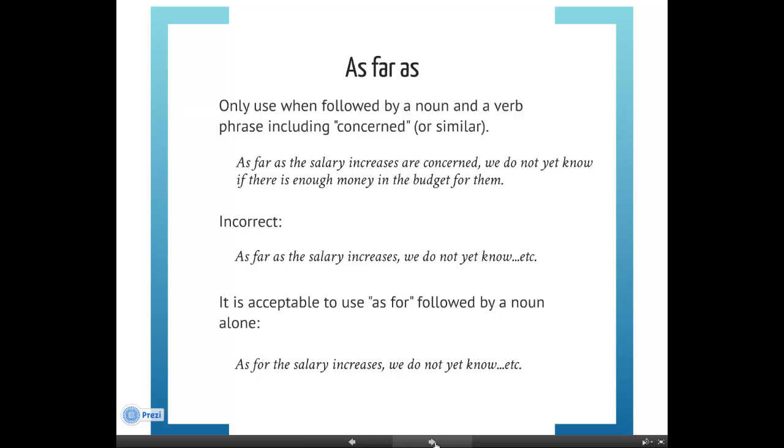However, it is correct to write as for followed by a noun without is concerned. For example, as for the salary increases, we do not yet know, etc.